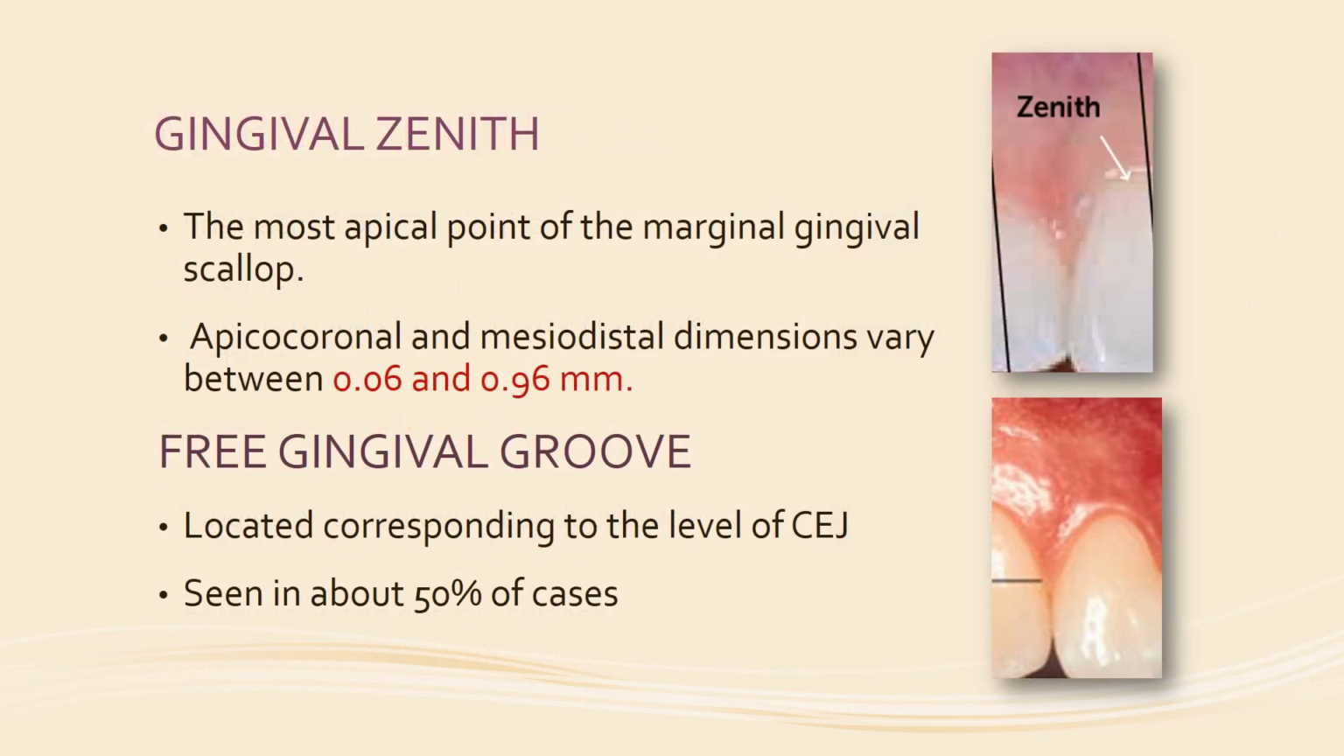The gingival zenith is the most apical point of the marginal gingival scallop. Its apicocoronal and mesiodistal dimensions vary between 0.06 and 0.96 mm. Free gingival groove is located corresponding to the level of the CEJ and seen in about 50% of the cases.